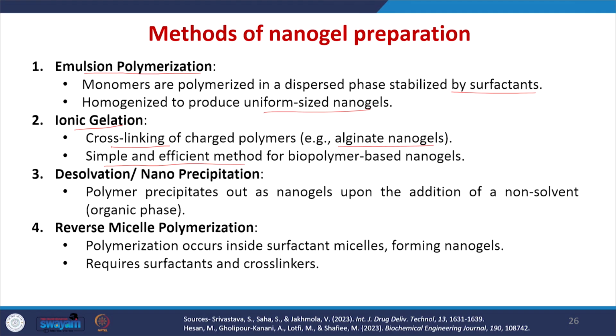The third method is desolvation or nanoprecipitation. Here the polymer precipitates out as a nanogel upon addition of a non-solvent, that is, the organic phase. The fourth one is reverse micelle polymerization. Here the polymerization occurs inside surfactant micelles, forming nanogels, and it requires the surfactant as well as the cross-linkers for making this kind of nanogels.